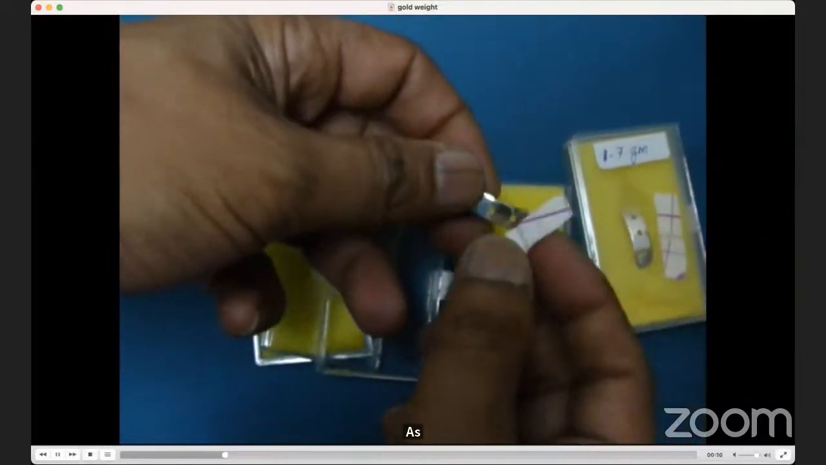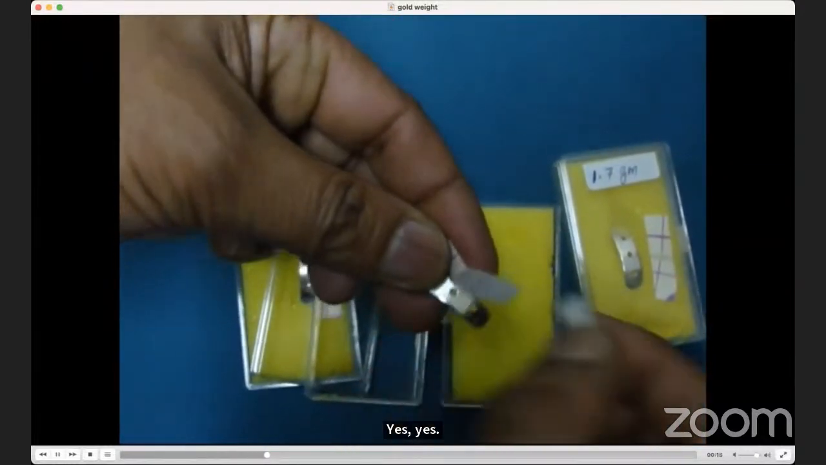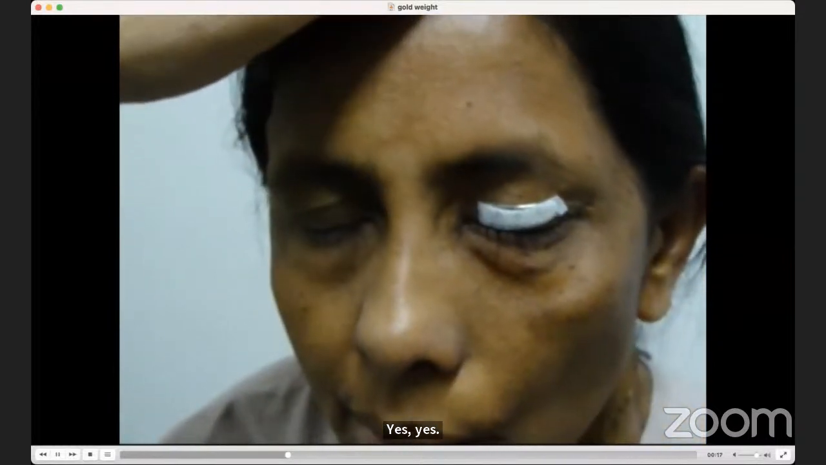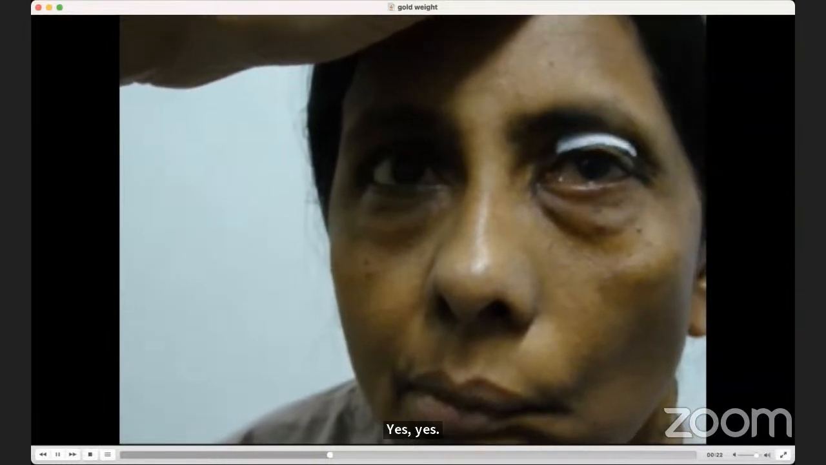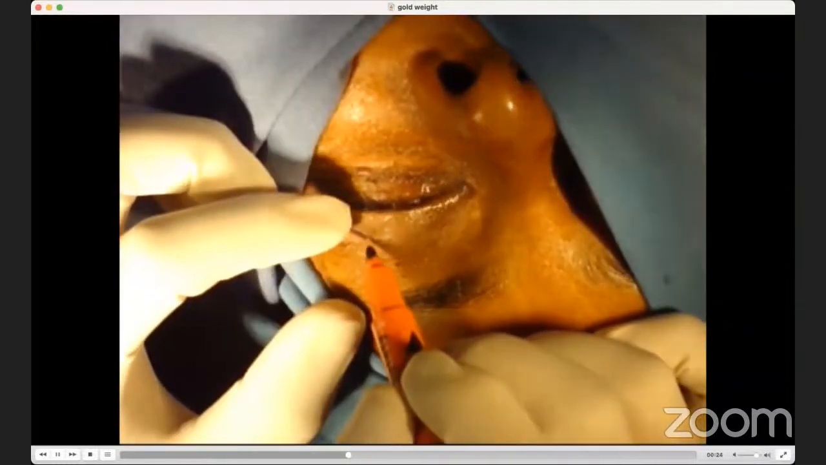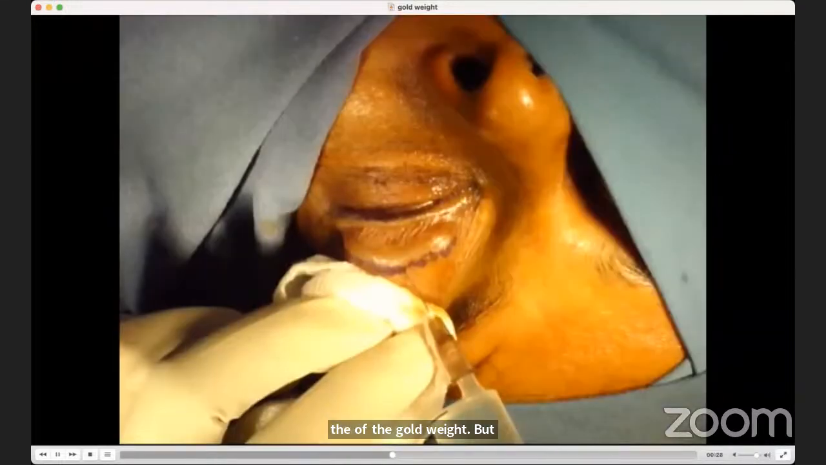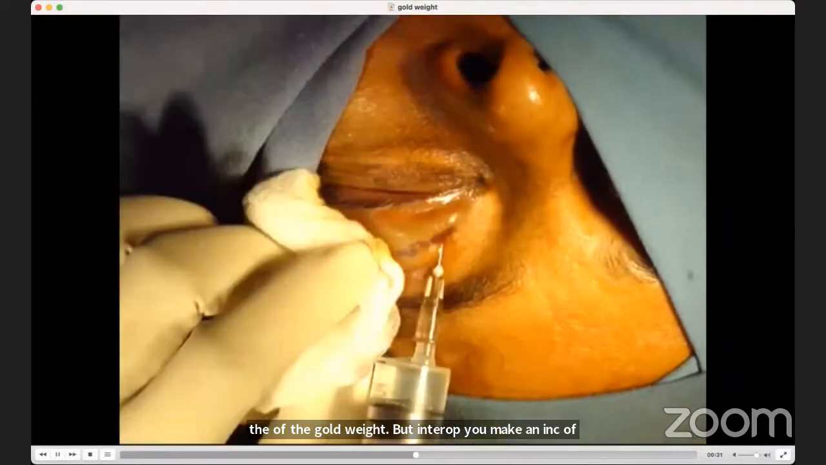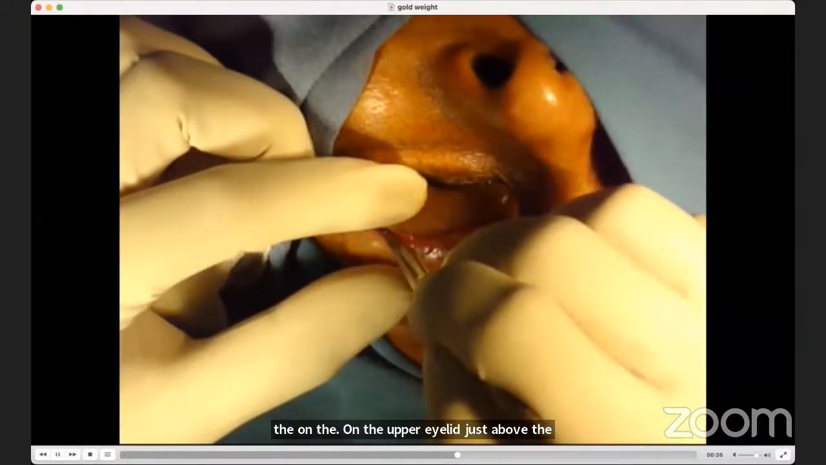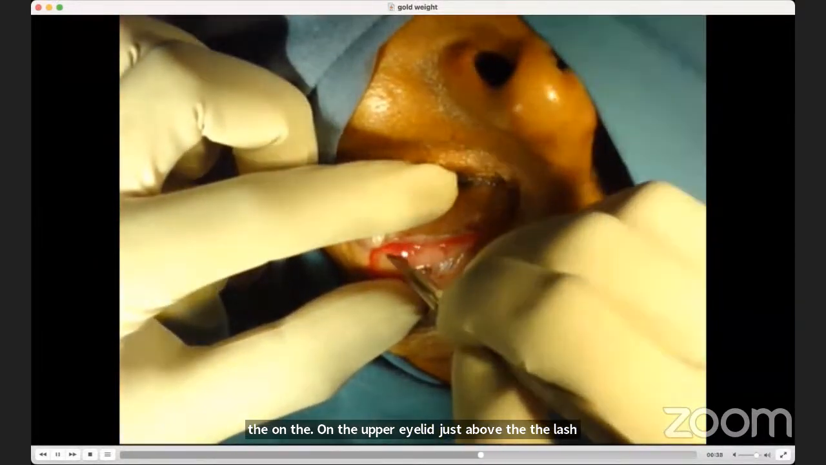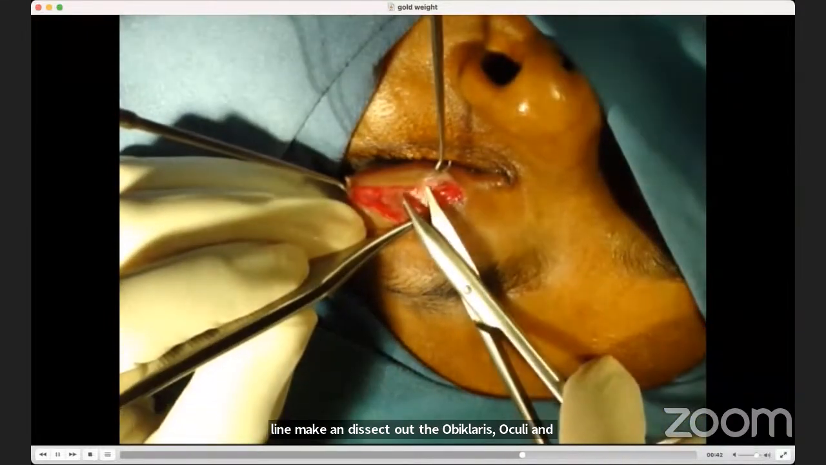So these are the temporary implants. These are not gold. These are the same weight as gold, which we use to tape onto the patient to see if the eye closure is adequate and that they don't have ptosis because of the weight of the gold weight. But intraop, you make an incision on the upper eyelid, just above the lash line. Make an incision, dissect out the orbicularis oculi, and identify the tarsal plate. Now, this should be in the midline.